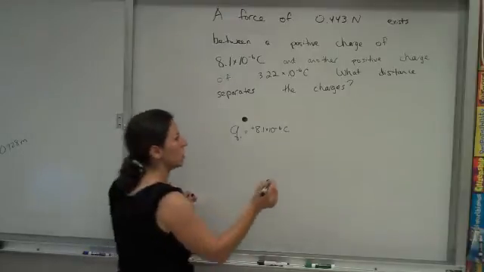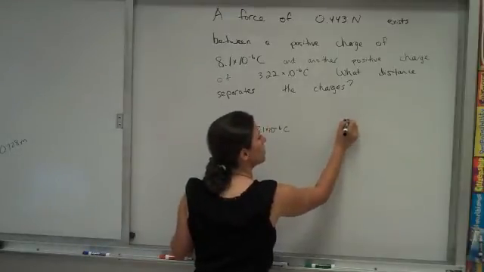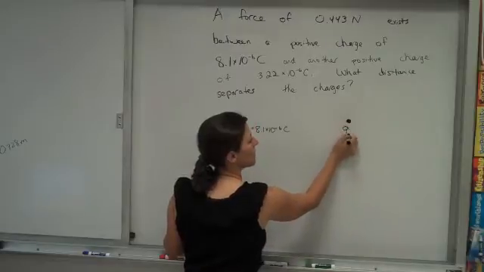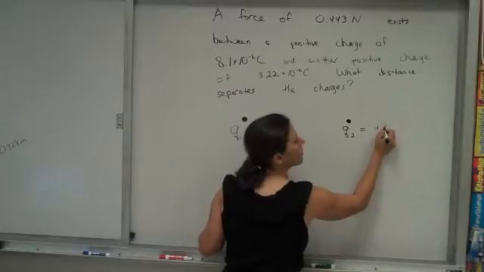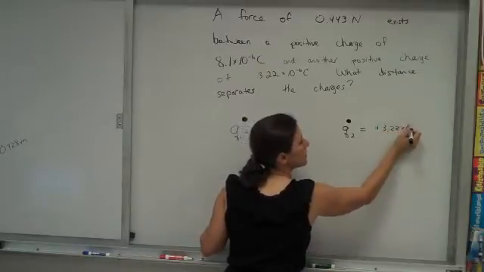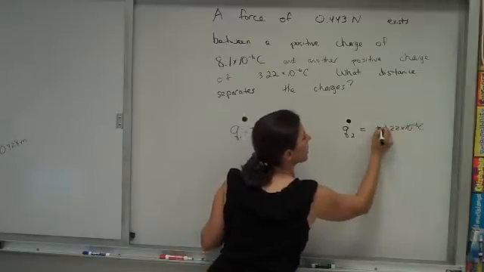And then there's a second charge, also positive. We'll call it Q2, and let that dot represent the object with the charge. And it's got 3.22 times 10 to the negative 6 coulombs worth of charge on it.